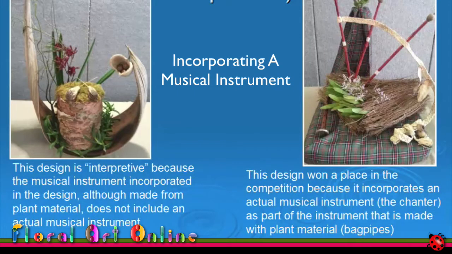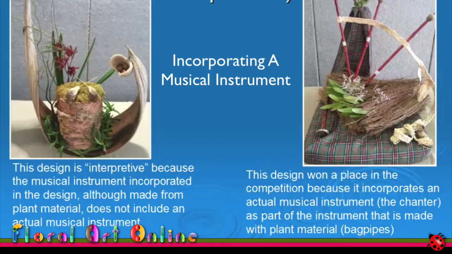Here's an example to make it a bit clearer. The design on the left with the drum is an interpretive design. It incorporates a musical instrument as the title requires. However, the musical instrument is not a real or actual musical instrument, but rather a plant material version of one. The design on the right has an actual musical instrument incorporated into the rest of the design, and that's the chanter at the base of the bagpipe representation. The judges determined that as the schedule did not call for an interpretive design, the one on the left could not be awarded a prize. If I had placed some actual maracas or even covered the top of the drum with leather instead of moss, it would have been given the championship.